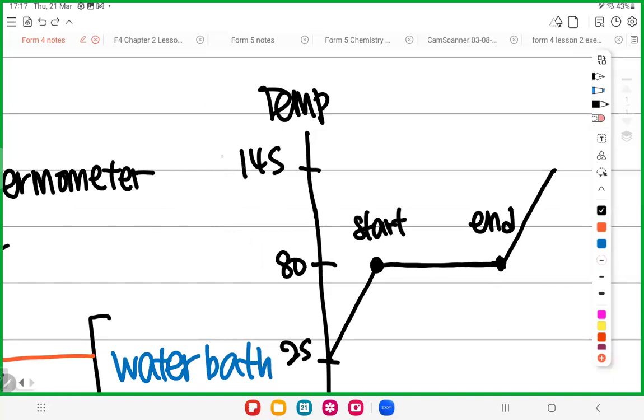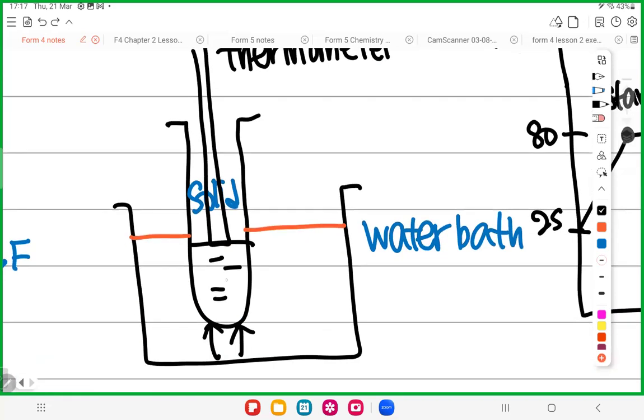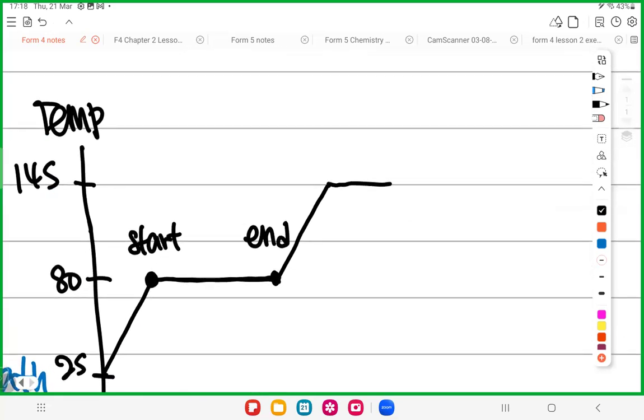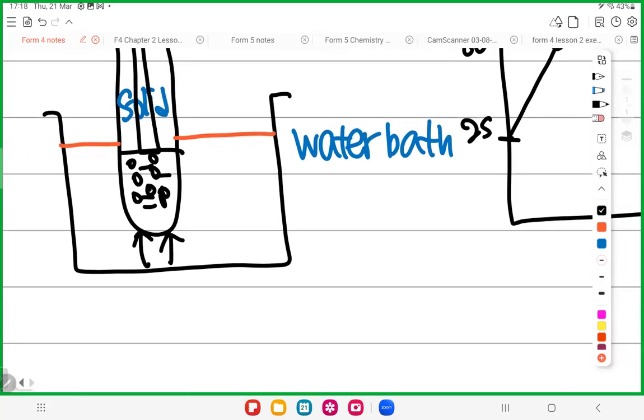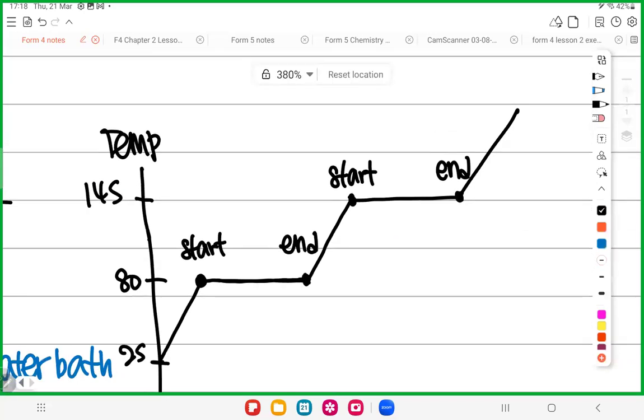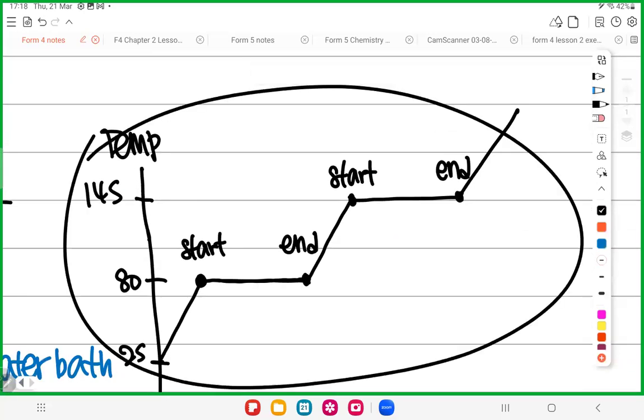Once you reach your boiling point, the liquid will start to boil. You will see bubbles, more and more bubbles. During the boiling process, the temperature didn't change. This is where the boiling process started. This is where the boiling process ended. Once the boiling process ended, all the liquid has become gas. When we heat the gas, the temperature continues to go up. So this is the heating curve that we have been learning for the last lesson.